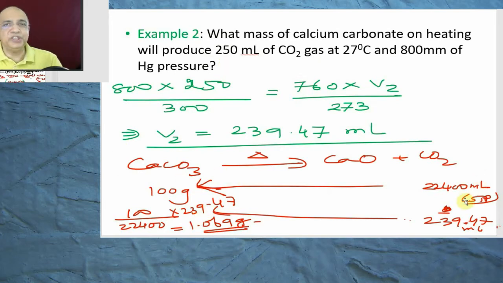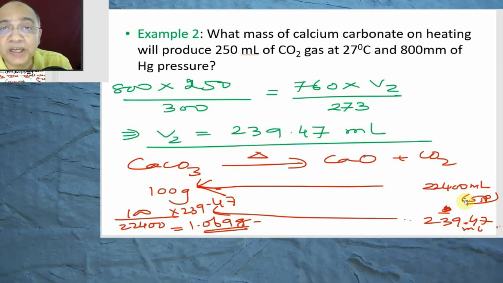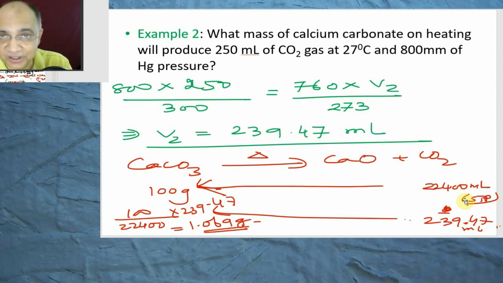Let me tell you here that whenever you have volume data in a non-STP condition, your first job is to convert that volume into STP volume, right? But if the volume is asked at a non-STP condition, then your last job is to convert from the STP conditions to the required conditions, to the given conditions, right?